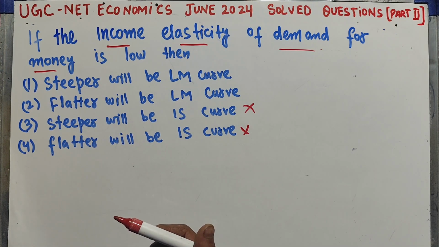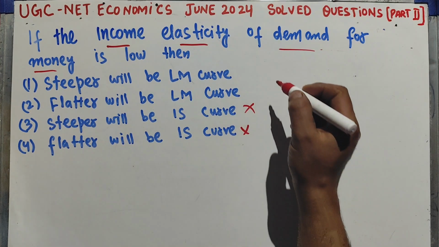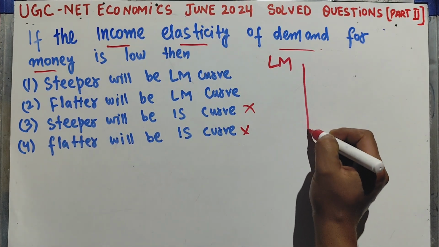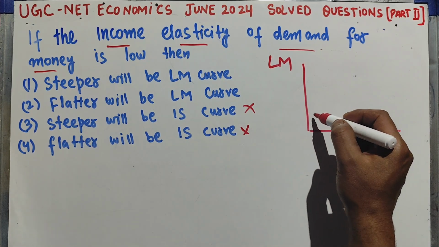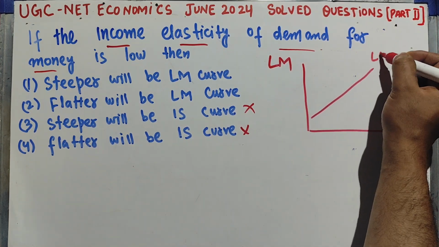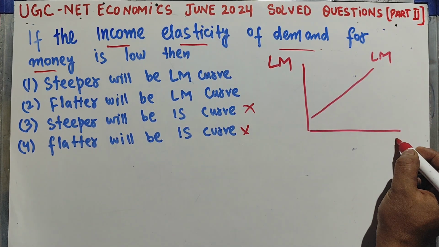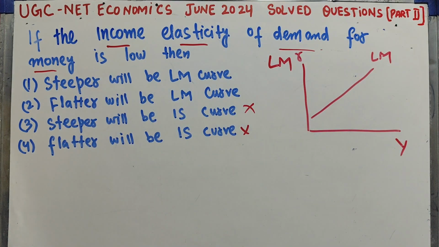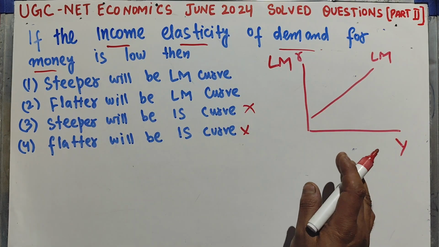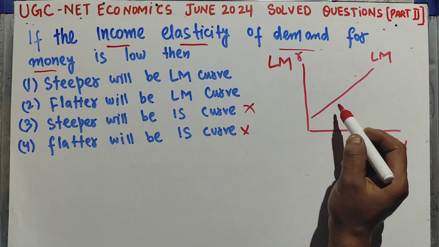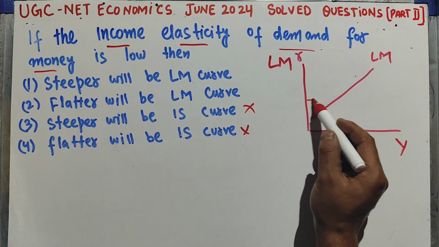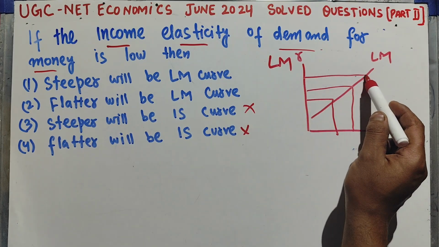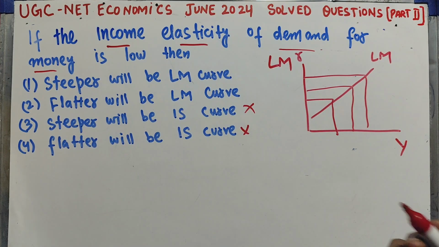Okay, so what does the LM curve tell us? If I draw it here, let us say this is our LM curve. We have the GDP on the horizontal axis and the rate of interest on the vertical axis. The LM curve shows us different combinations of income and rate of interest where the demand for money is equal to the supply of money.